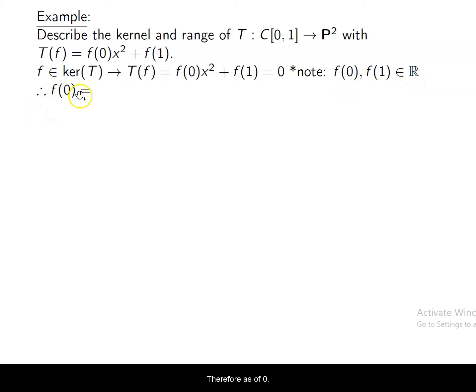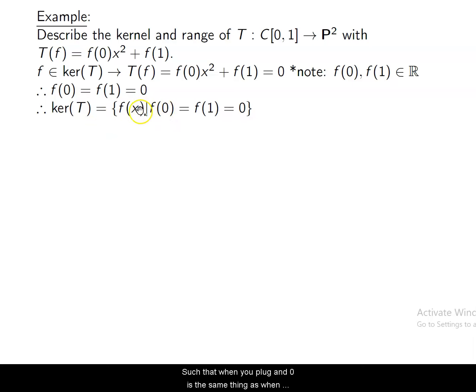Therefore, f of 0 is going to be equal to f1 if I want this to be 0, which is 0, right? So if f of 0 is 0, I get 0 times x squared, which leaves me f1 equaling 0. So I need both of these scalars here to be 0 in order for it to be in the kernel. Therefore, the kernel of T is the set of functions such that when you plug in 0, it's the same thing as when you plug in 1, getting you 0. So that's the first part.